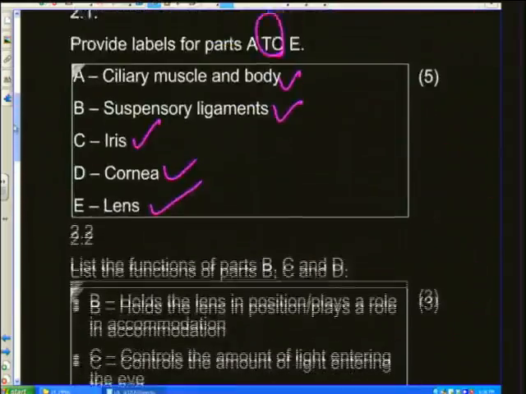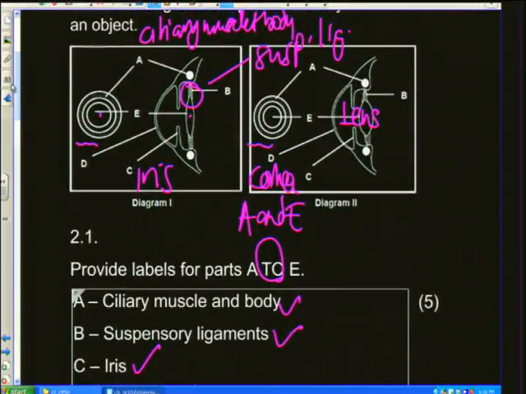I take the diagram up for you guys. Which one is the one where they're reading a book? Diagram 1 or diagram 2? Diagram 2, obviously. And why do you say that, by the way? Near vision. What in the diagram is telling you that? The lens is more convex. Excellent, guys. You're doing absolutely well.